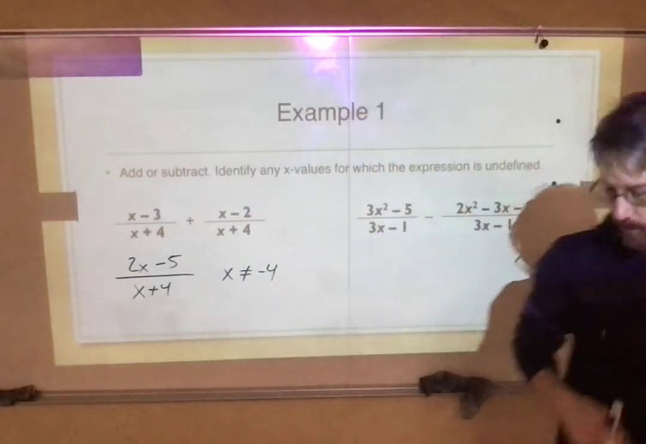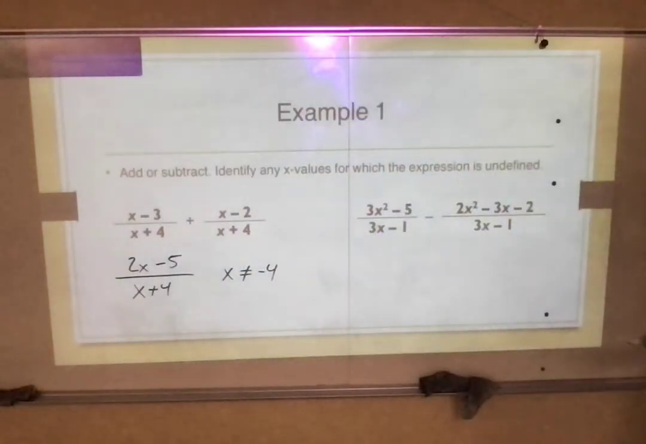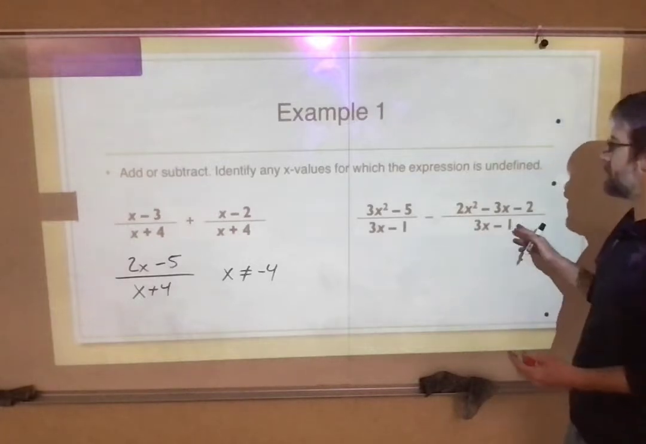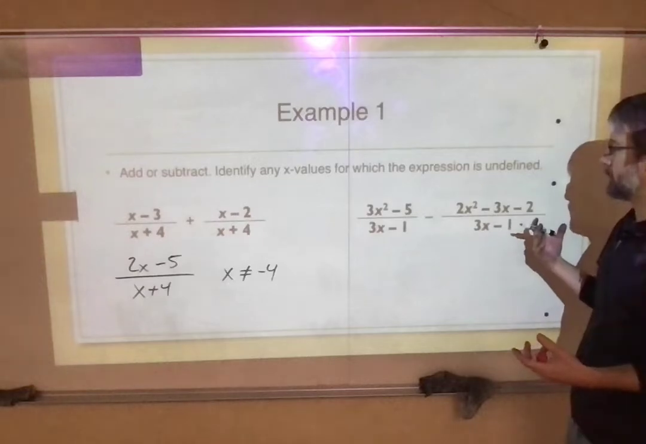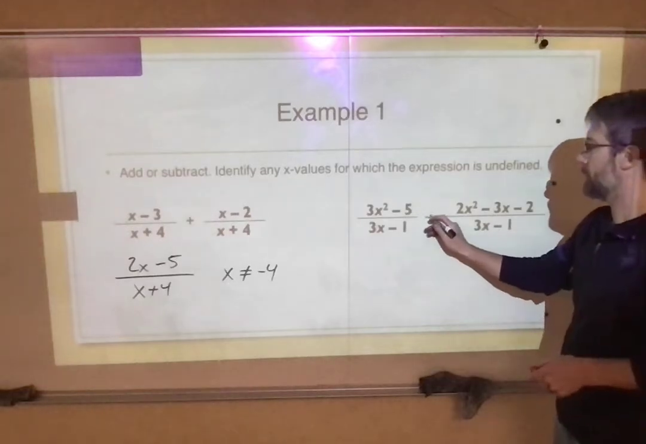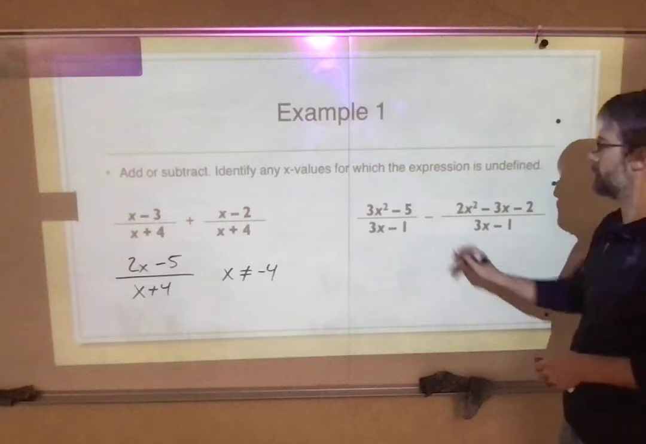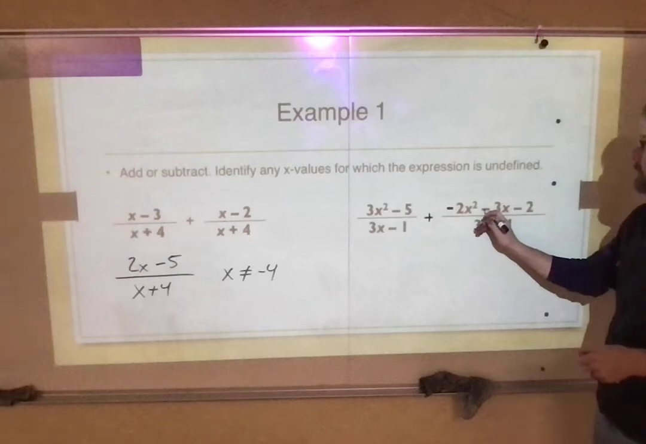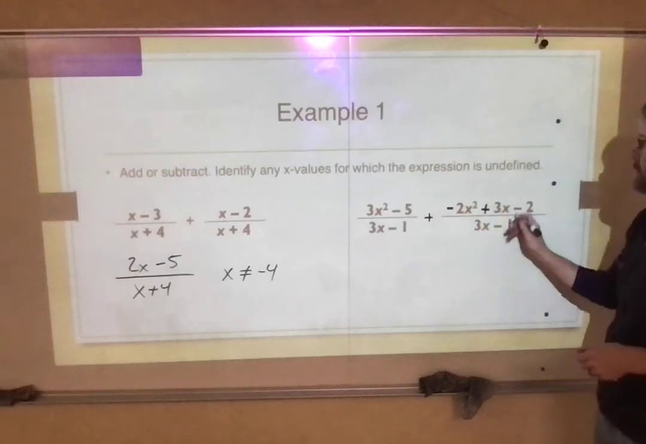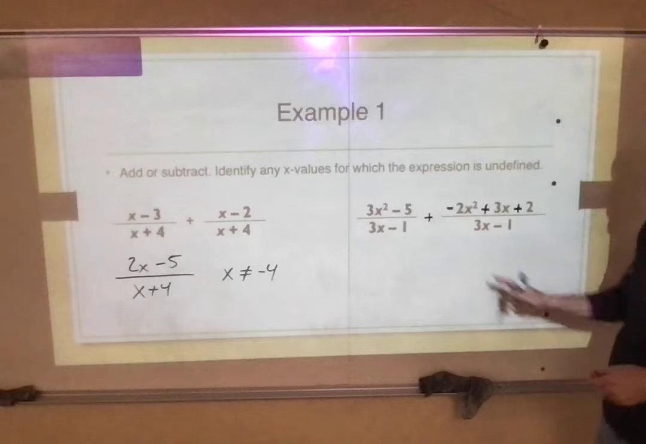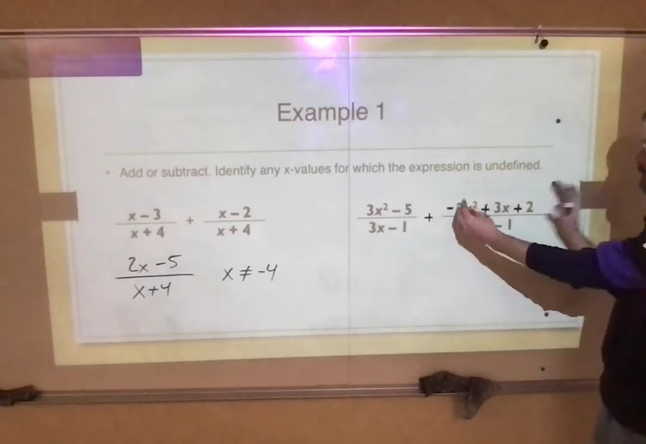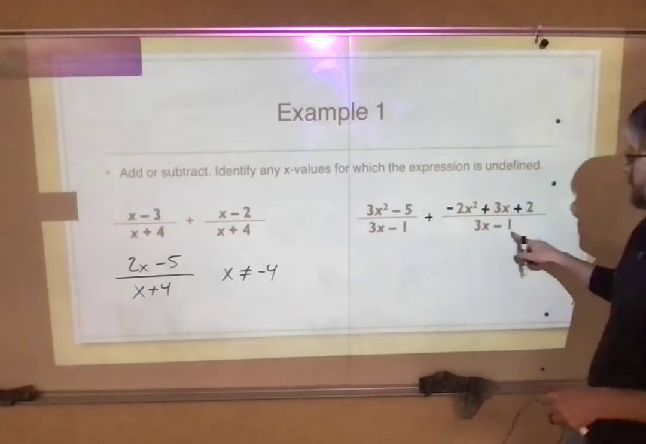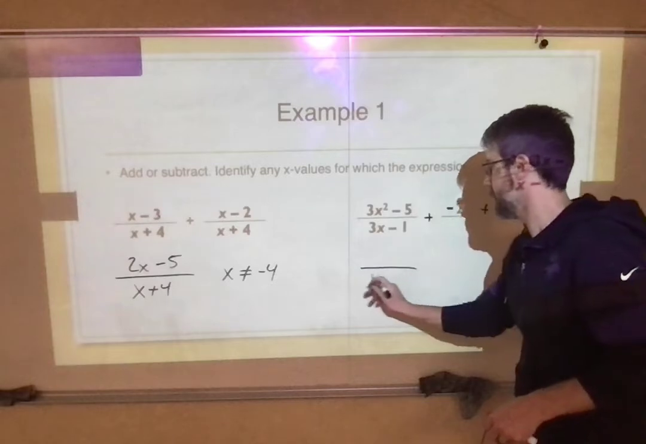All right, a little more complicated now that it's a minus. Sometimes what I like to do with these is once I've established that I have a common denominator, I'm going to distribute that minus to all of these. So I'm going to change it to a plus, but that's going to be a negative 2x squared. This is going to then be a plus 3x, and this is going to be a plus 2, right? Because it's plus, and then we change the sign of everything on top. Okay. Everything is over the common denominator 3x minus 1.